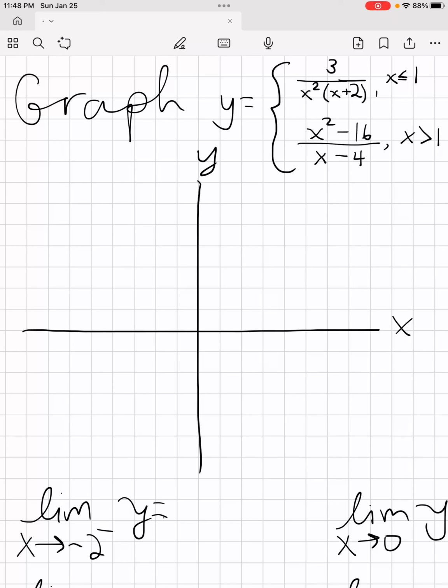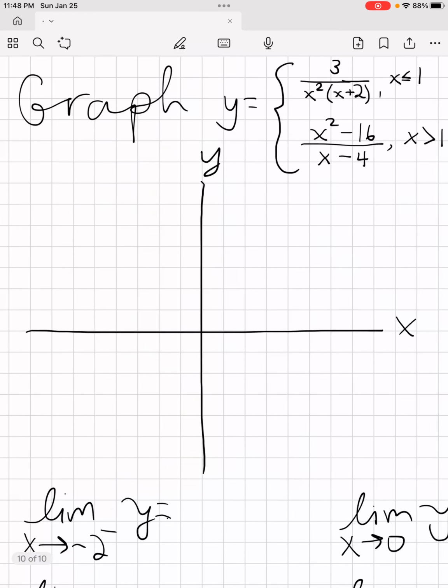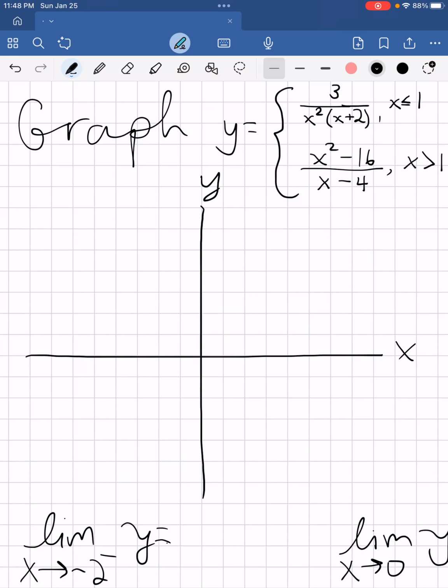So first thing, I want to calculate the y value when x is equal to 1, because that's where the rules are going to switch. If I substitute 1 into the top rule, I get 3 over 1 squared times 1 plus 2, so 3 over 3, which is 1. So 1, 1 is that point.